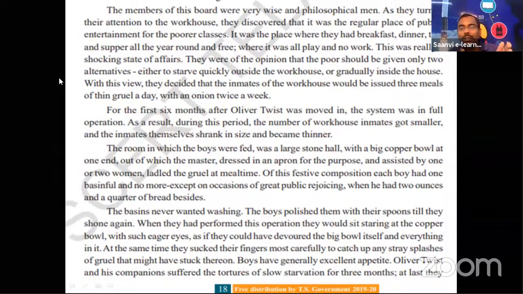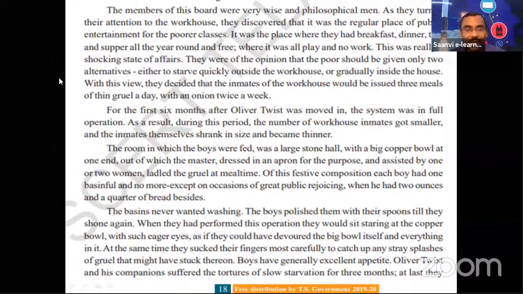So if you eat this kind of food for almost 6 months, what is going to happen? No fruits, no vitamins, nothing is there in that food. You will become thinner, thinner, and thinner. The same thing happened here as well. The inmates staying inside the workhouse themselves shrank, became small in size and became thinner. Almost 6 months they were given only thin gruel a day. So that's all about that paragraph.